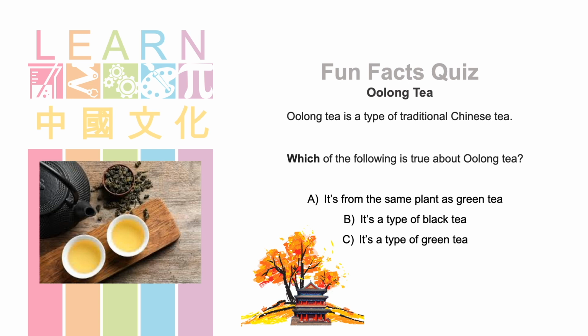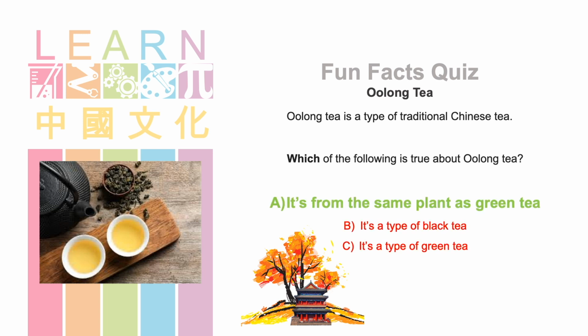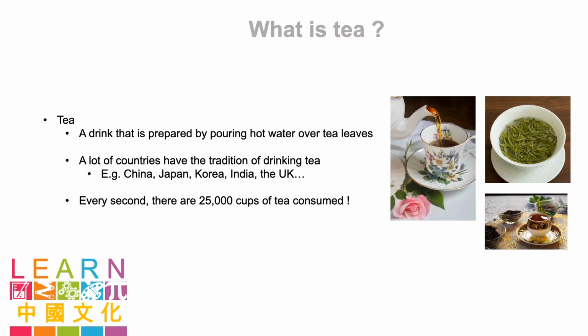3, 2, 1. The correct answer is A. It's from the same plant as green tea. In fact, oolong tea, black tea, and green tea are 3 different types of tea. However, they are all from the same plant. Only the processing makes them different. Good job!